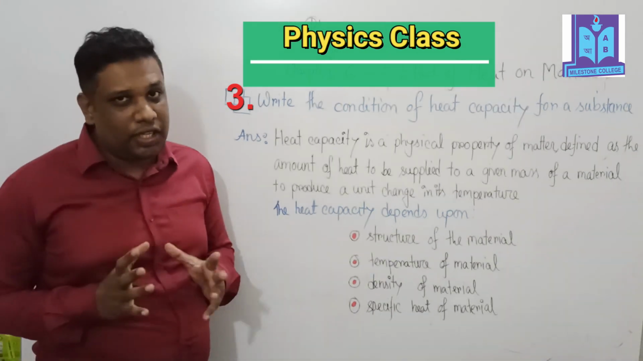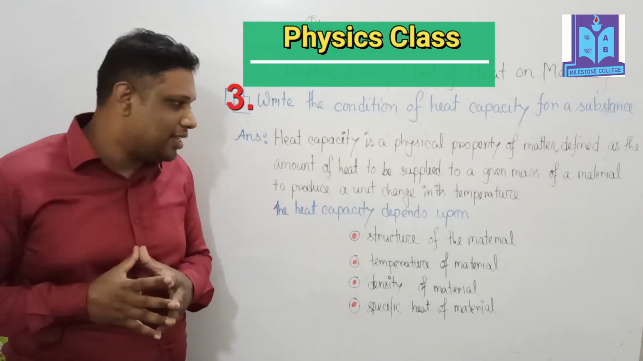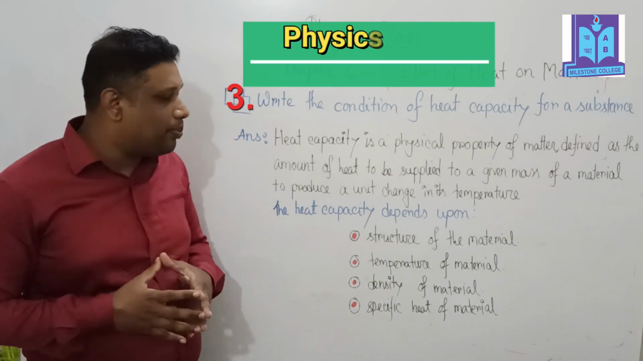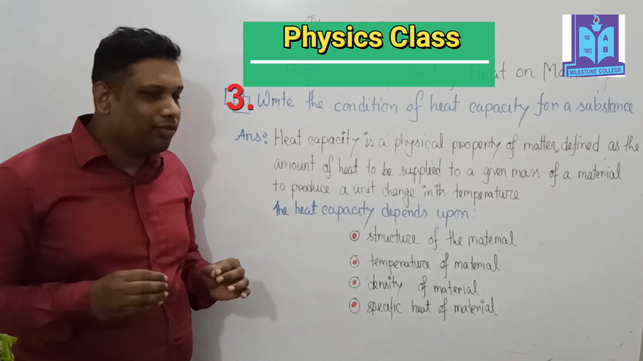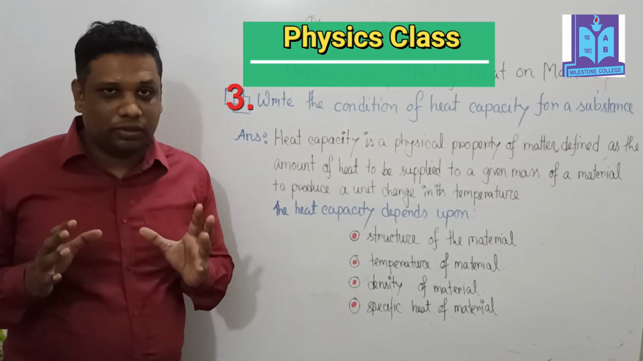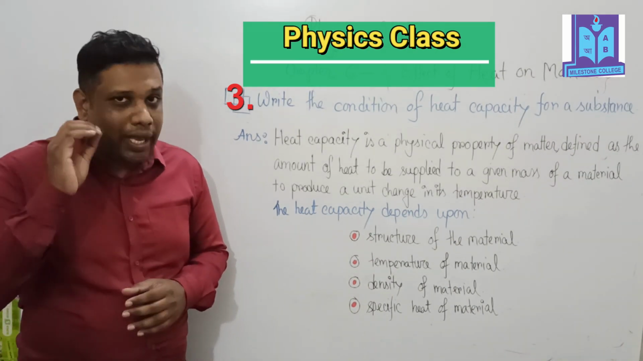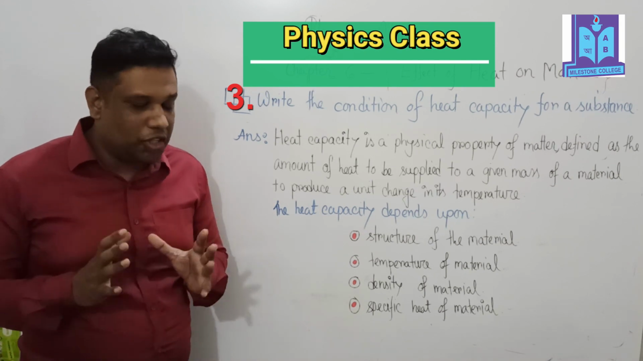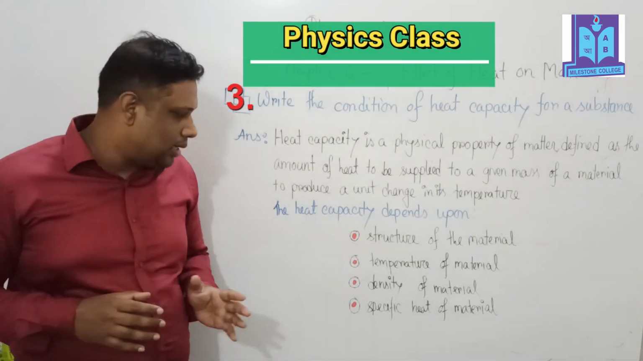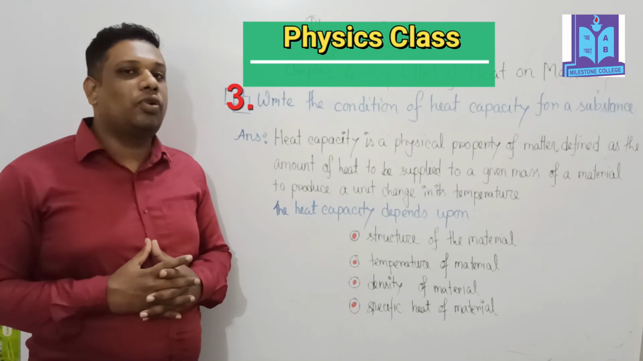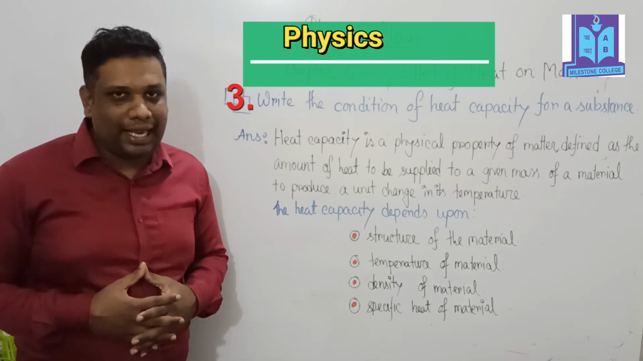Now the conditions, which conditions are applied due to heat capacity. Here are the conditions. The heat capacity depends upon the structure of the material, temperature of the material, density of the material, and specific heat of the material. So my dear students, we have to be careful about the conditions, which are structure of the material, temperature of the material, density of the material, specific heat of the material. These four are crucial things for heat capacity.